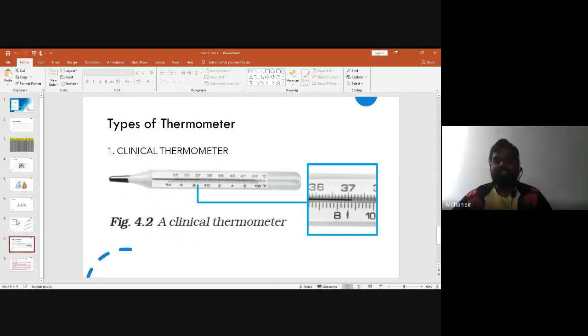So if we are clear with that, the range of temperature that is to be measured by clinical thermometer is 35 degrees Celsius to 42 degrees Celsius. And again, if you see in the diagram, you also see that there are other numbers like 94, 96, 98, 100, and 102, 104, 106, and 108. And it says degree Fahrenheit, correct?